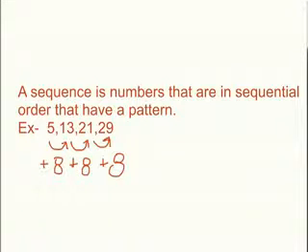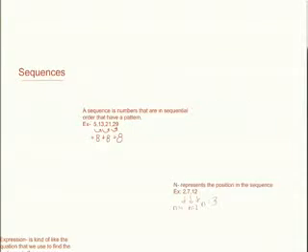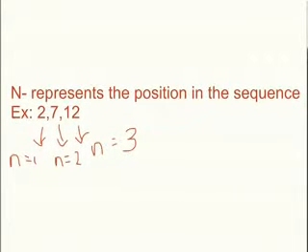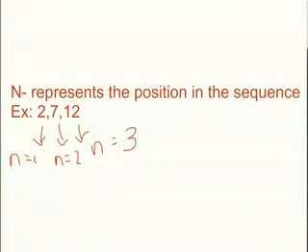Let's go ahead and look at the next vocabulary word. The next vocabulary word we need to look at is what n means. N represents the position in the sequence. I gave you an example, but here's another sequence. We have 2, 7, and 12. The pattern here is that we're adding 5 every time. Now, the n is going to be stating the position that it's in the sequence.